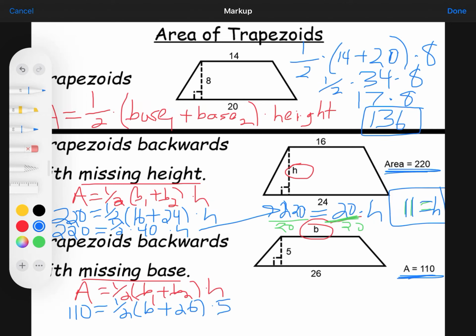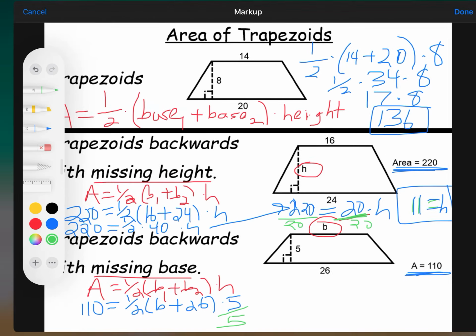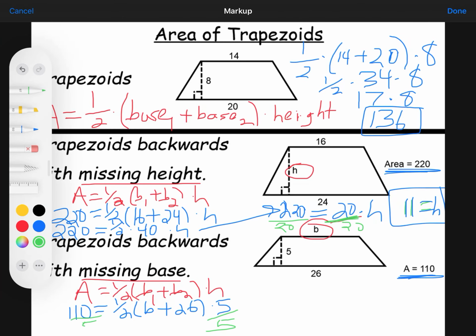There's a couple different ways to do this, but the way I'm going to teach is working backwards on each step by an algebra step. You can't add B and 26. They're not like terms. Instead, we have a 1/2 here and a 5. And what we're going to do is work backwards by doing the opposite of each part. So we have times 5. We're going to work backwards and divide by 5. You get 22. We still have the 1/2. We still have the B plus 26.